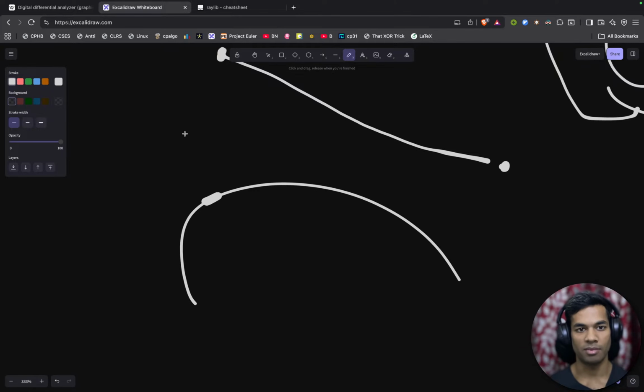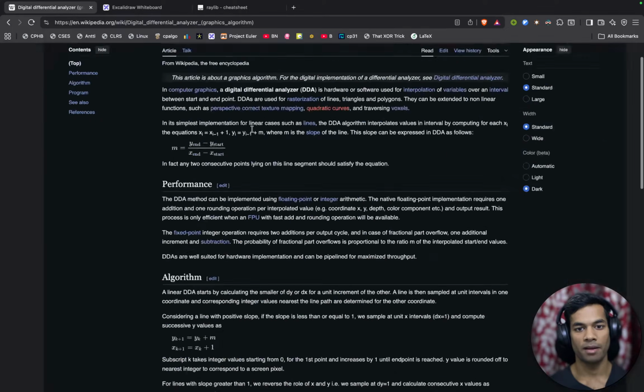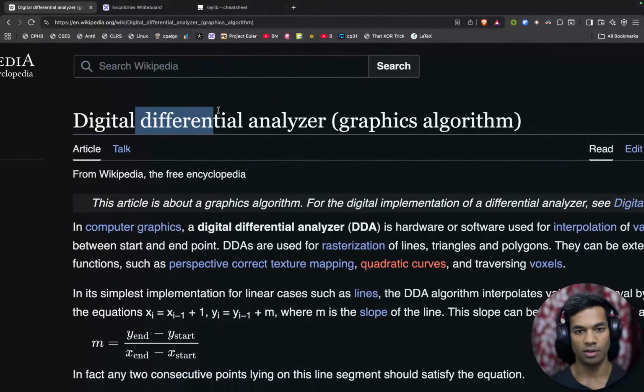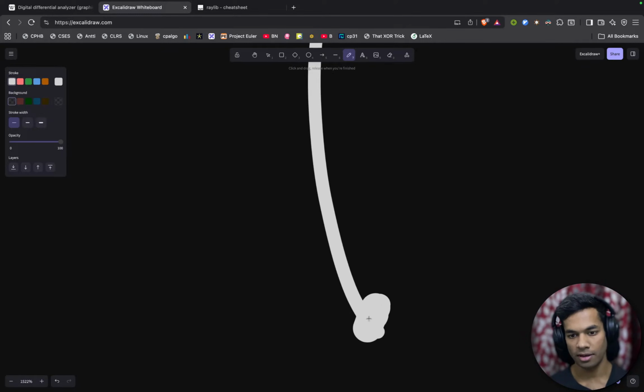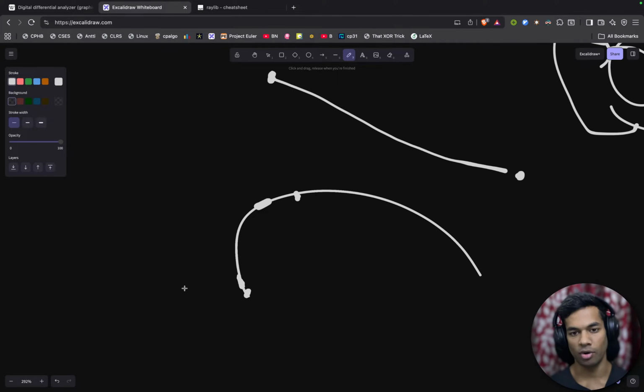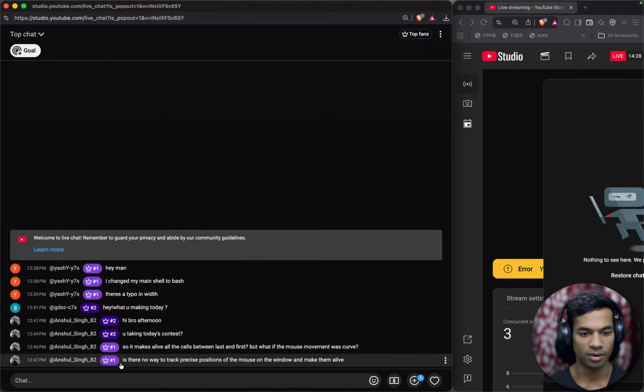The same thing that happens in calculus. So I think that is why this is called differential. So yeah, we won't be getting this as the first point and then this as the second point. We will be getting points which are very close to each other, so we can treat them as a straight line. So that I think is cool, to track position of the mouse on the window and make them live.